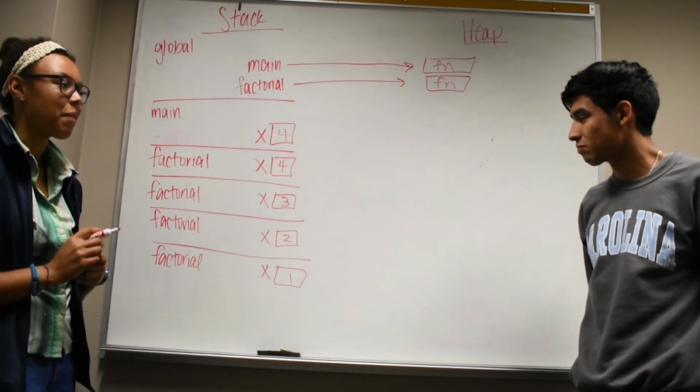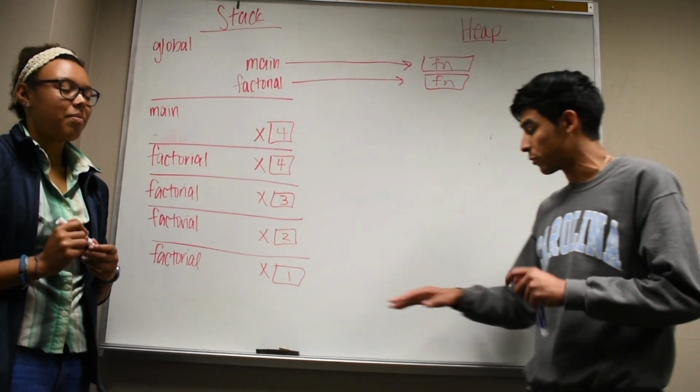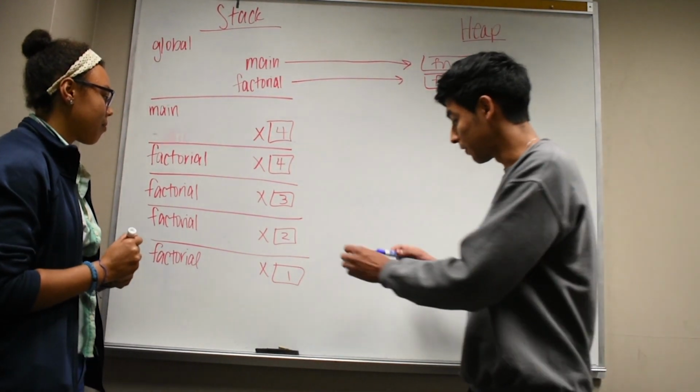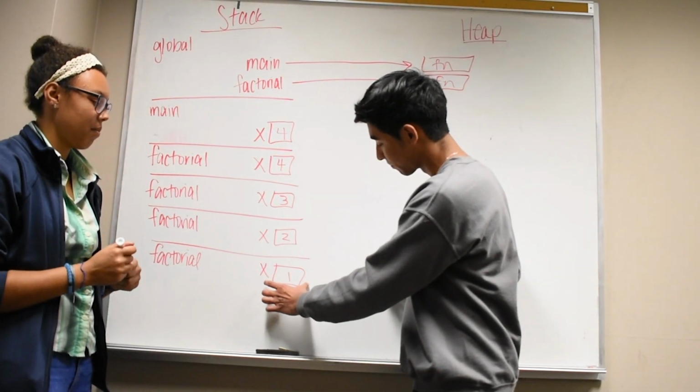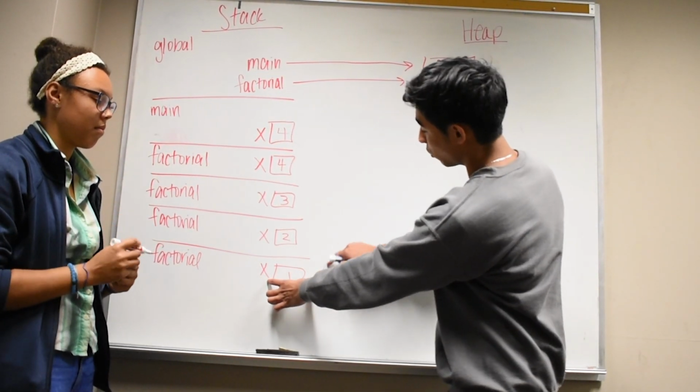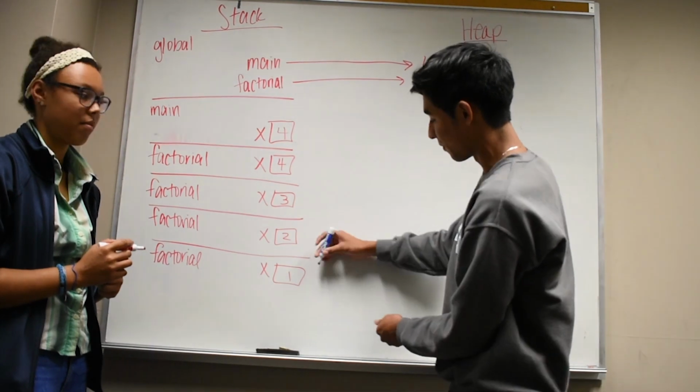So Armando, going to explain what happens then? Yes, so now once we reach our base case, we're going to first take the final output and then multiply that by the one that it came from.